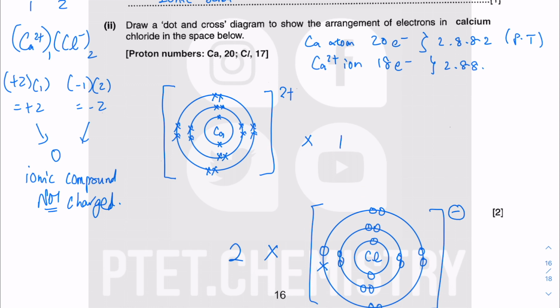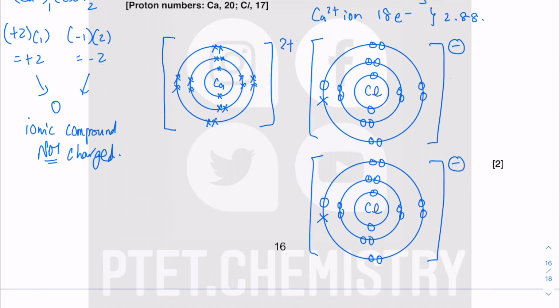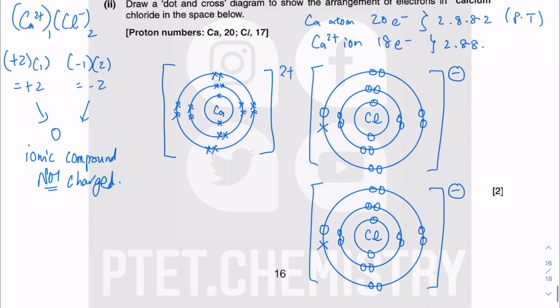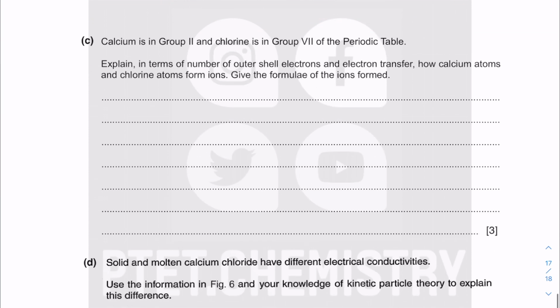Okay, but just for simplicity's sake, let me draw both of them so that it's clear for you. But if you want to take the shortcut, you need to be very clear you have 1 of these and 2 of these, just how you would get the formula in the first place. All right. Now calcium is in group 2, chlorine is in group 7. Explain in terms of the number of outer shell electrons, that means valence electrons, and the electron transfer. So 1 of these, 2 of these. How calcium and chlorine atoms form ions, and then give the formula of the ions formed, for 3 marks.